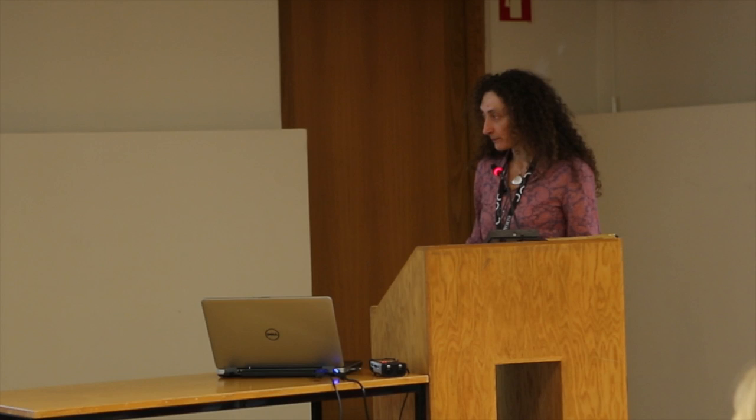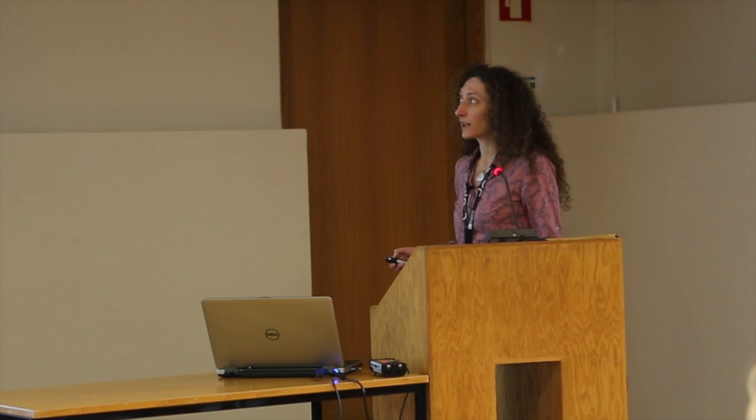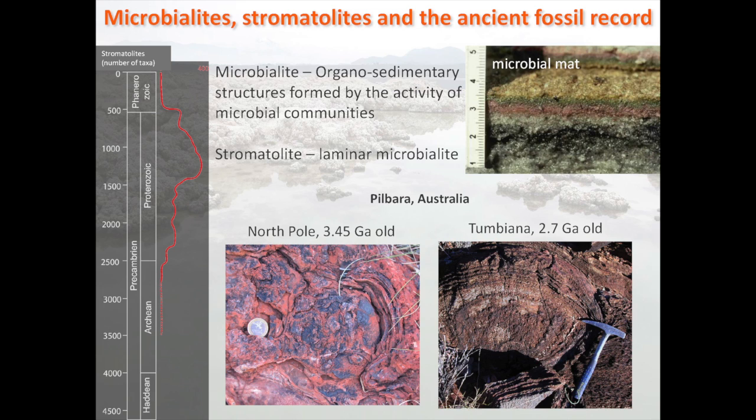So, definitions, what are microbialites? In general, organosedimentary structures that are formed under the influence of microbial communities. And stromatolites are just a particular kind of microbialites that are laminar at the macro scale, so you can distinguish layering. So in a sense, microbialites are nothing more than lithified microbial mats. And they are famous because if you have lithified microbial mats, they can be better preserved in the fossil record.